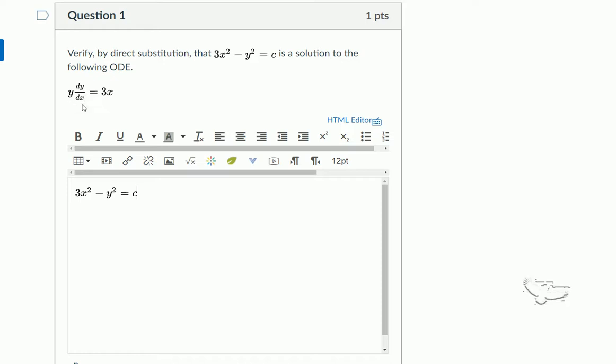Maybe the easiest way to find dy/dx is to use implicit differentiation. So I'm going to write that, implicit differentiation.